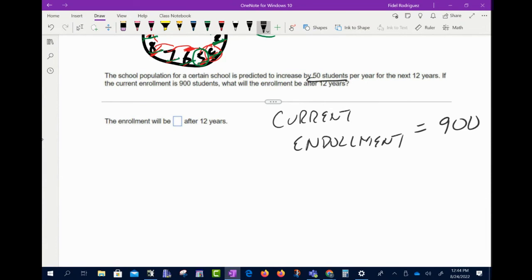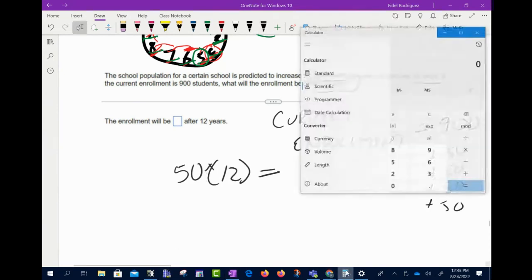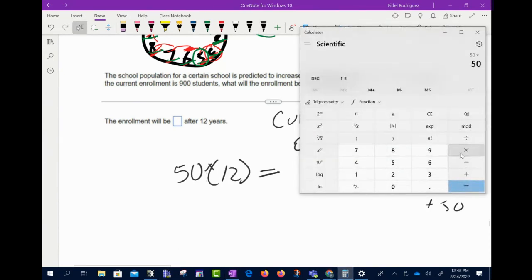Every year, the rate, we're going to get another 50 students every single year, right? We want to know how many students we're going to have in 12 years. Anybody have an idea how I might go about doing this? Am I going to keep adding 50? How many times am I going to add 50? For 12 years, right? So isn't that the same thing as taking 50 times 12, right? Because when you add a number so many times, you're really multiplying. So look, I'm going to grab my calculator right here. I say, what's 50 times 12?